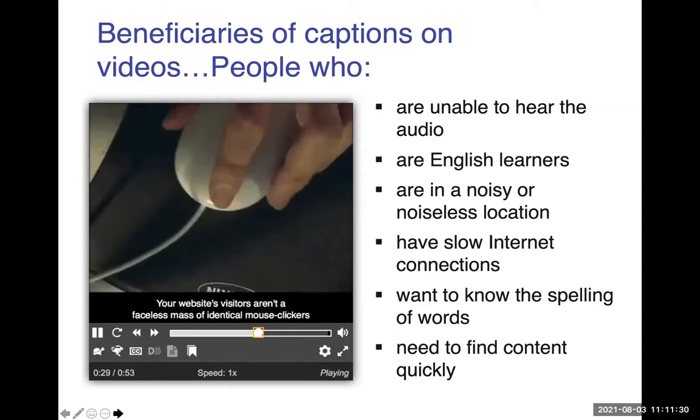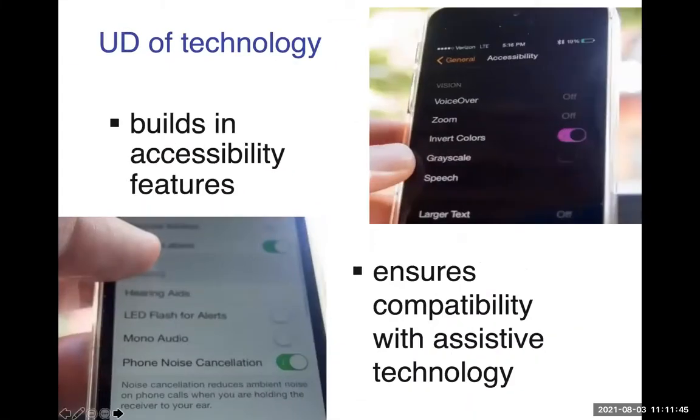Because people want to know the spelling of the words, isn't that pretty much everyone? And if we want to find the content quickly, it is possible to search those captions to look at a collection of videos and to find content on a specific topic.